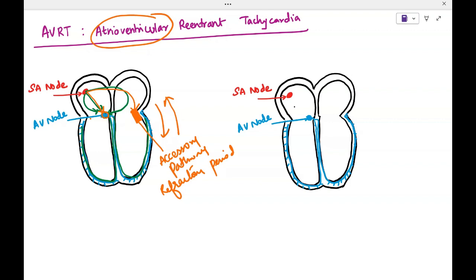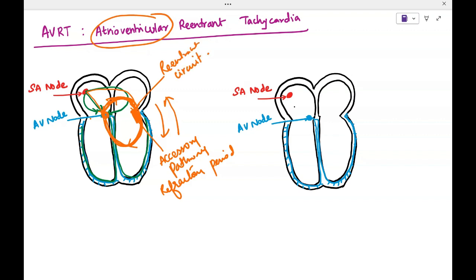Okay. So if the impulse is coming like this, then it will stimulate the atria, then it will enter the AV node, then again it will stimulate the ventricles, then go through the accessory pathway. Or similarly, in the opposite direction, it can come from the atria through the accessory pathway. Then again, if the AV node is open, then it goes through the AV node to the atria again. So this is how the reentrant circuit is formed.